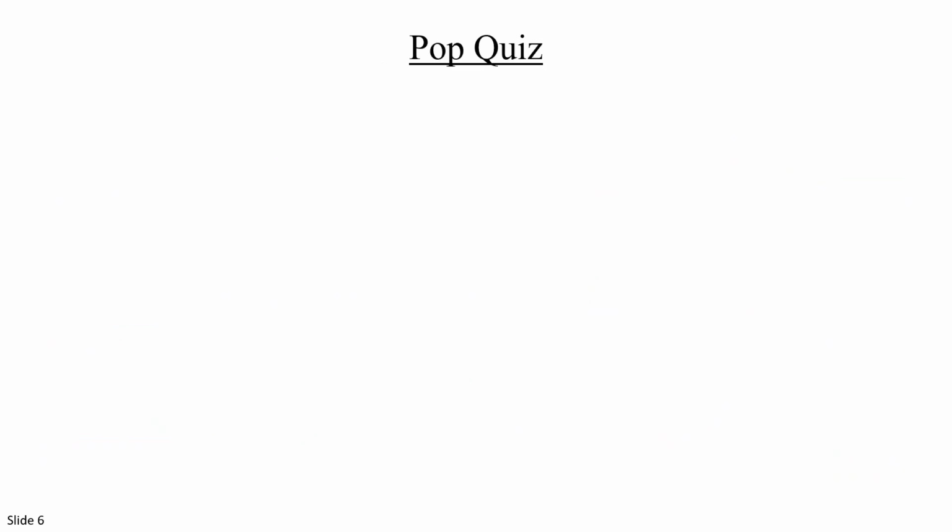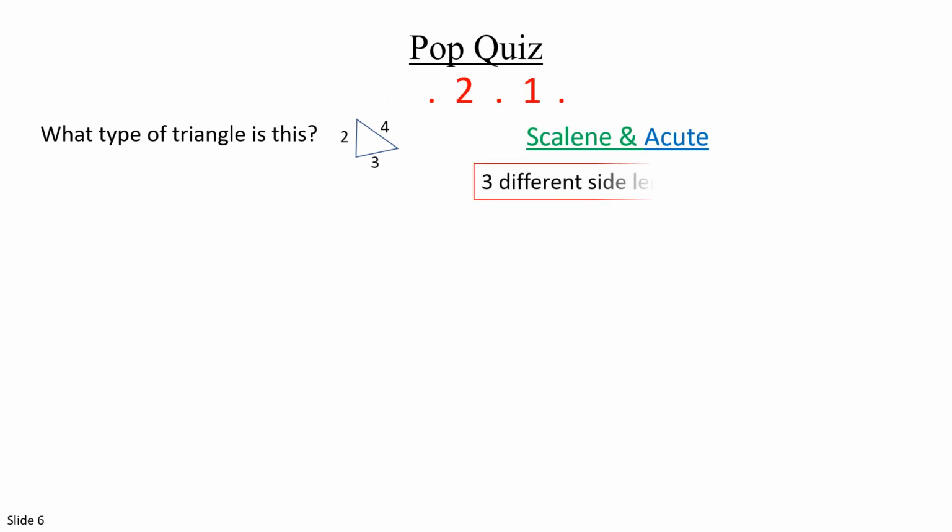Pop quiz. What type of triangle is this? It's scalene because they're all different numbers for side lengths, but all of the angles are less than 90 degrees, so it's also acute. So it's scalene and acute because a triangle can be both classified by sides and classified by angles. You probably all thought just scalene. You forgot about the acute, didn't you?